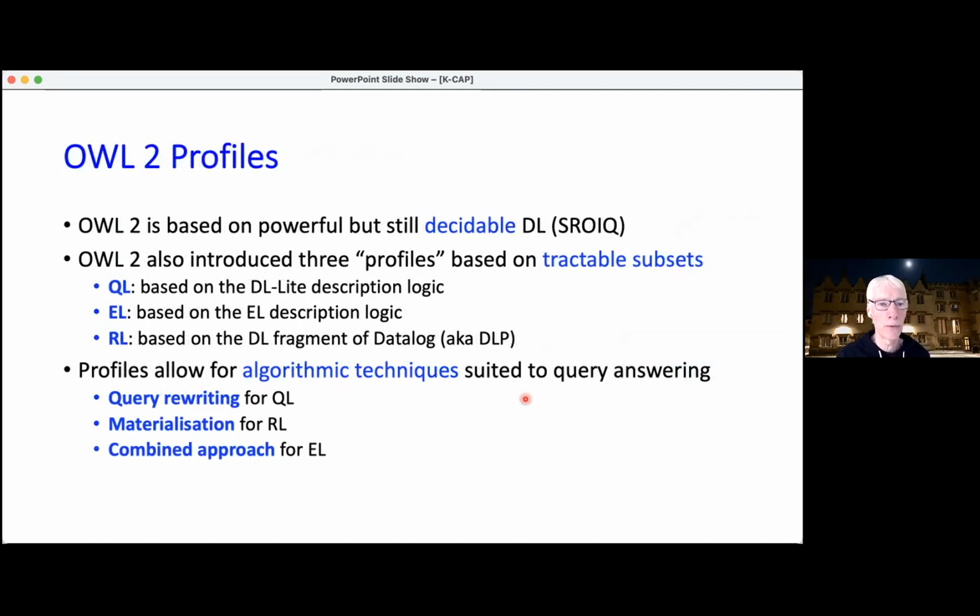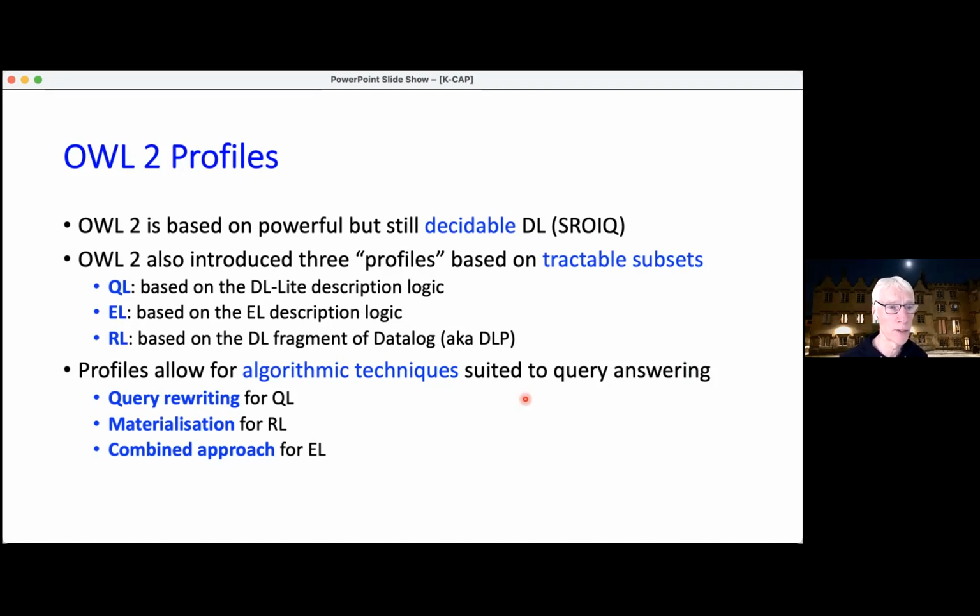So when the W3C decided to do a revision of OWL to define OWL 2, one of the things they did was introduce this idea of profiles. Profiles are basically smaller description logics that are subsets of this SROIQ description logic, but have better computational properties and are targeted more at applications with very large data sets.